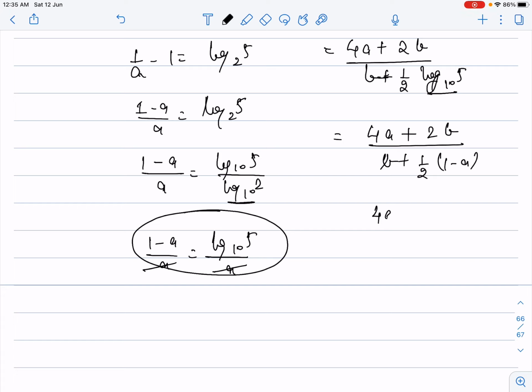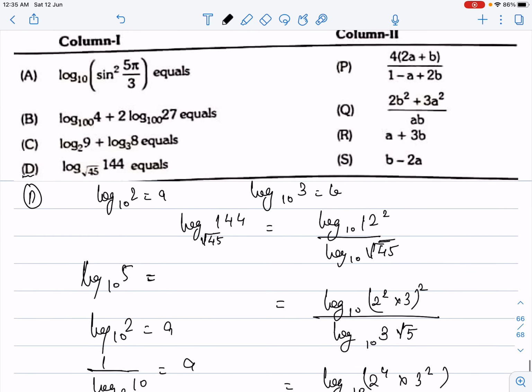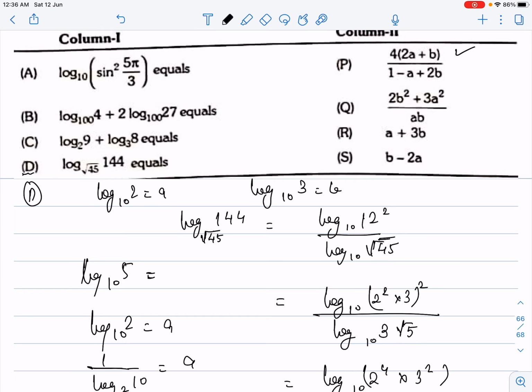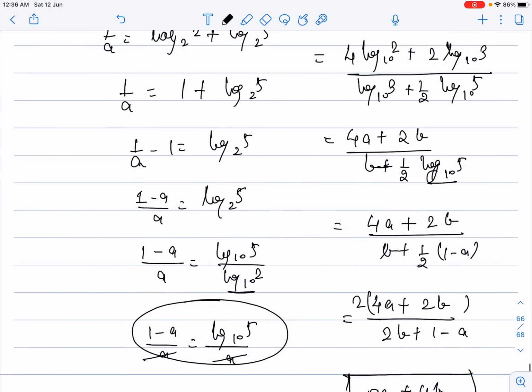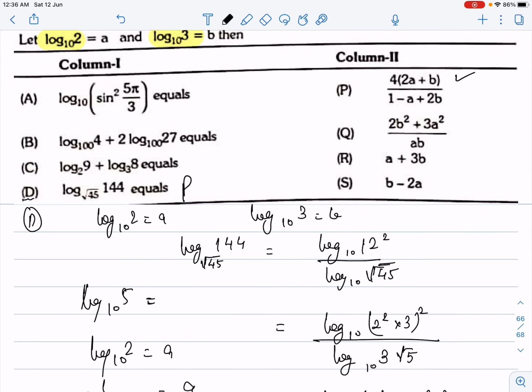So we'll be writing (4A + 2B) divided by (2B + 1 − A), and the numerator will be multiplied by 2 over here. That is (8A + 4B) divided by (2B + 1 − A) coming over here. So let's see if there is any option matching from column B. 8A + 4B divided by 2B + 1 − A. Exactly, my dear students. So we would have to mark option P for part D over here.